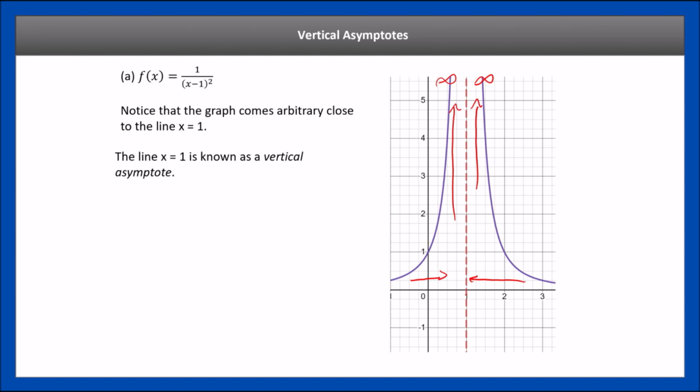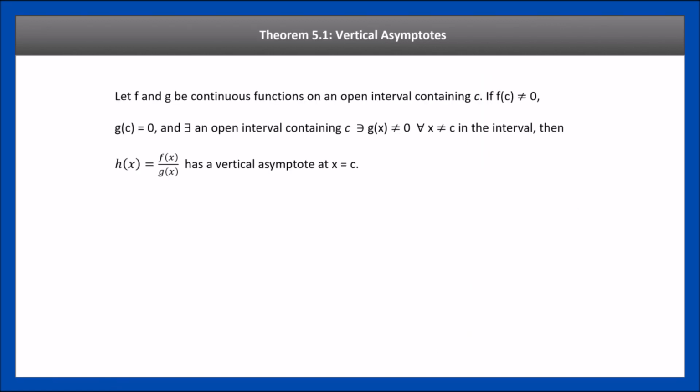So this line is known as the vertical asymptote, right? So we know that this line is a vertical asymptote. So we have a vertical asymptote at x equals 1. And we're going to define what a vertical asymptote is in just a second, but we're going to be using the idea of infinite limits in the definition of vertical asymptotes. So speaking of which, let's define what a vertical asymptote is.